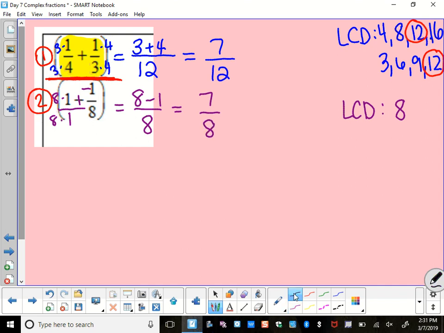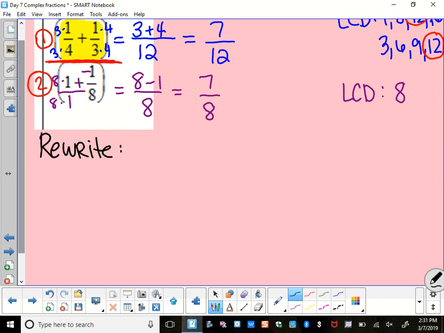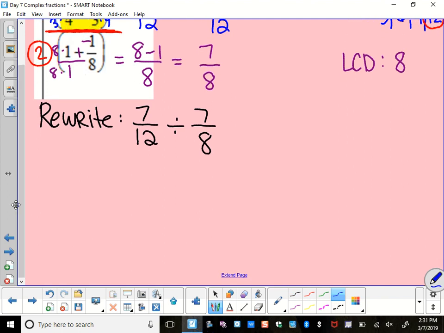If you want to go ahead and get into your keep, change, flip, go for it. I'm going to rewrite the problem now that I have simplified everything. So we have 7/12 divided by 7/8. That's the part you don't have to write. All right, my keep, change, flip will be what? What's my first fraction? 7 over 12. And then what's my sign? Times. And what's my second fraction? 8 over 7. Good. Keep, change, flip.